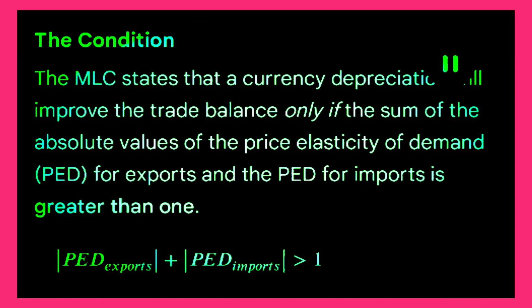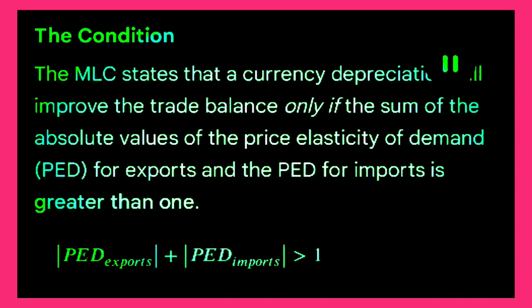The condition. The MLC states that a currency depreciation will improve the trade balance only if the sum of the absolute values of the price elasticity of demand (PED) for exports and the PED for imports is greater than 1. Intuitive explanation. The MLC is all about whether the volume effect is strong enough to outweigh the initial price effect.